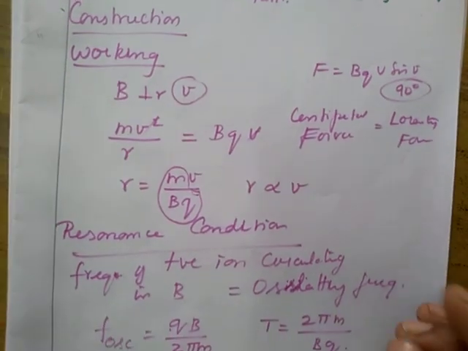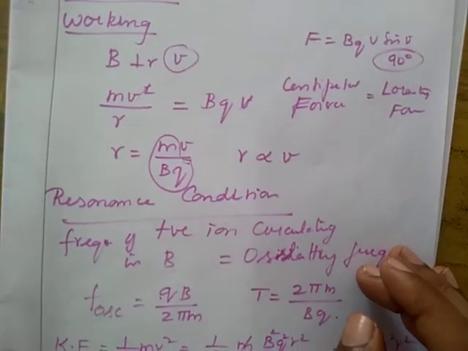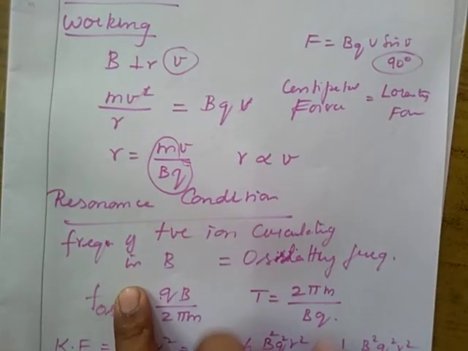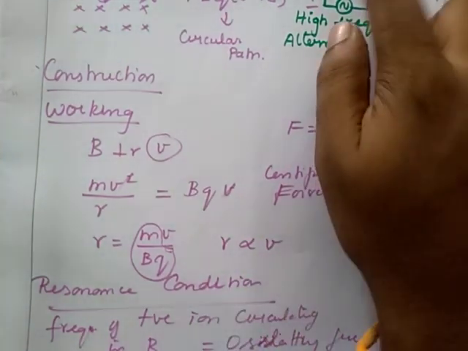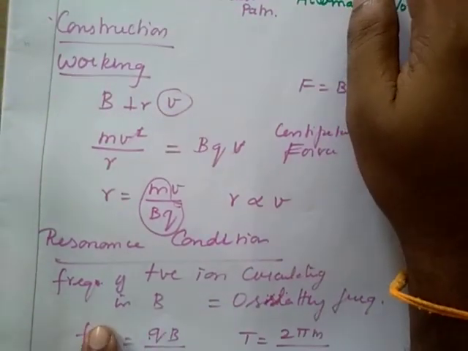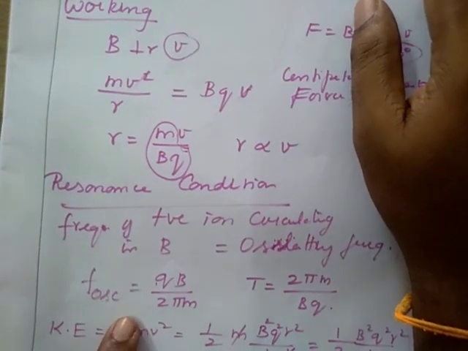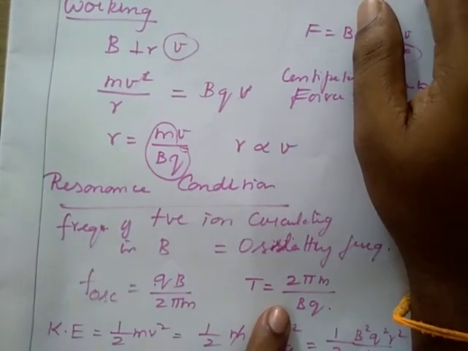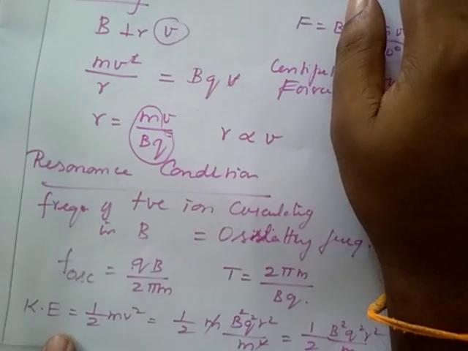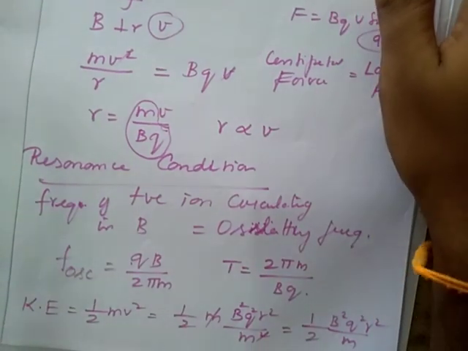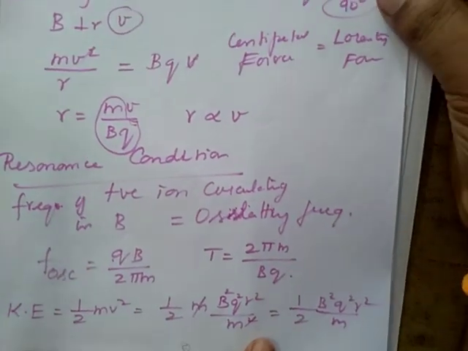Here one important condition is the resonance condition. At resonance, the frequency of the positive ion circulating in the magnetic field is equal to the oscillating frequency, which is the reciprocal of the time period. Then the kinetic energy was also found. Then we know the limitations of cyclotrons also.